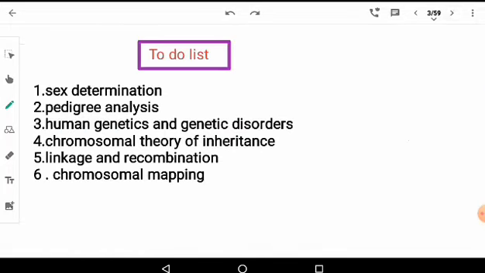Let's start with the chapter. In this particular lecture, we will be discussing mainly 6 topics. The first topic is going to be sex determination, second topic is going to be pedigree analysis, third is human genetics wherein we will be dealing with genetic disorders, fourth topic is going to be chromosomal theory of inheritance, fifth is going to be linkage and recombination, and the last is chromosomal mapping.